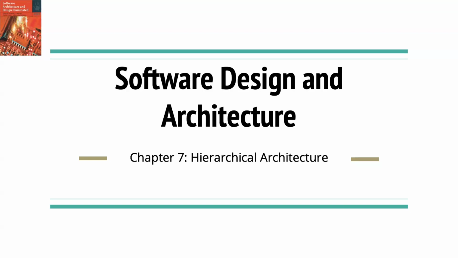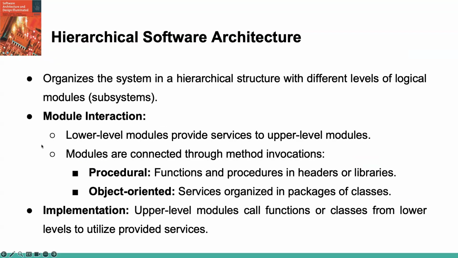Everyone, in this lecture, we'll explore hierarchical software architecture, a structure that helps us organize complex systems into manageable levels of logical modules, or subsystems. Let's start with a basic understanding. In a hierarchical architecture, we build our system in layers, where each layer serves a specific role and connects logically with other layers. This structure allows us to separate concerns, which makes our system both scalable and easier to maintain.